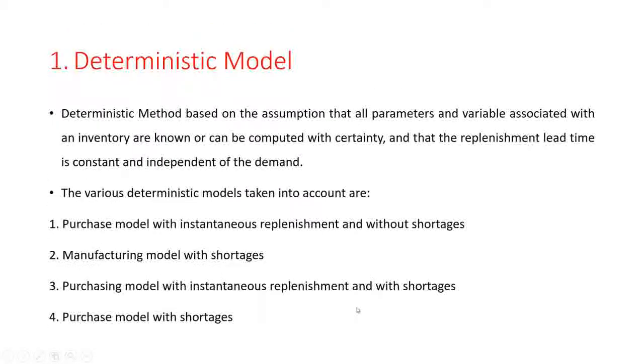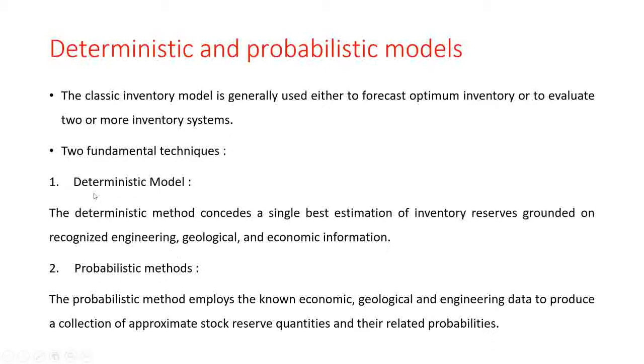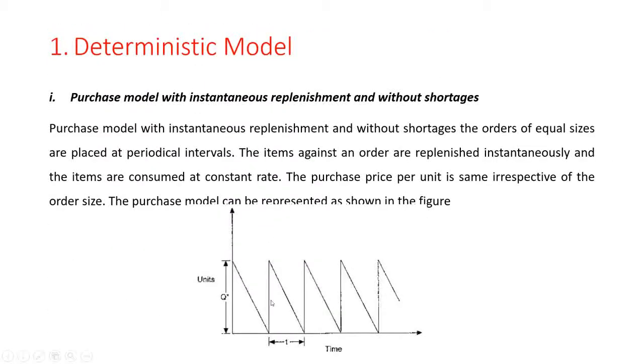Okay. And Q is what? Order size. So here we have total size T and Q is order size. So this is the purchase model with instantaneous replacement without shortage. Here the purchase price per unit is the same irrespective of the order size. So this is a purchase model in the deterministic model.